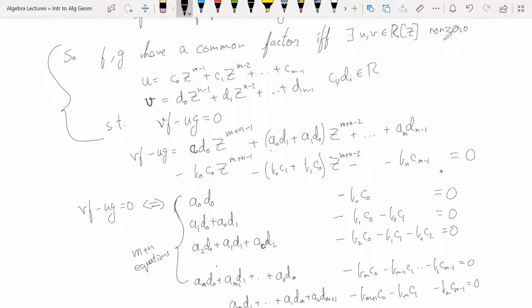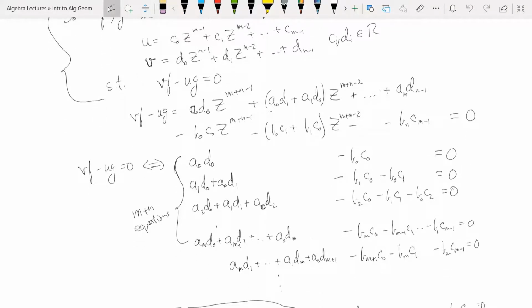Yeah. So that means all the coefficients vanish. So A0 D0 minus B0 C0 should be 0. Yeah, and so on. Yeah. So let's write down those equations. So this is equal to 0 if and only if A0 D0 minus B0 C0 is 0.